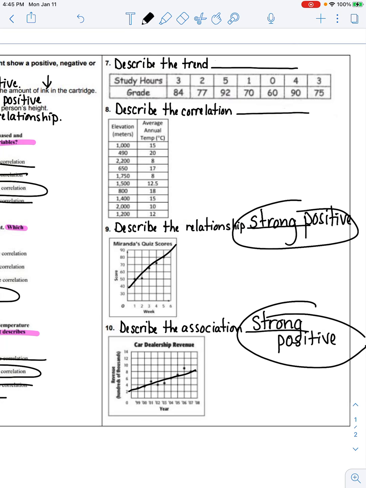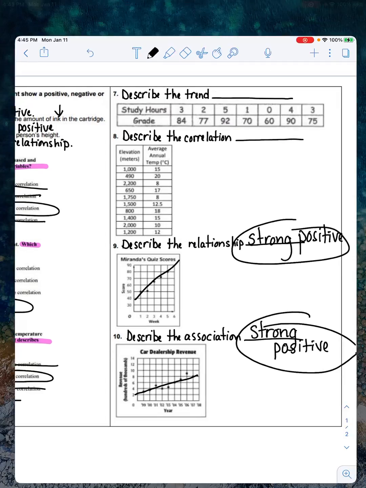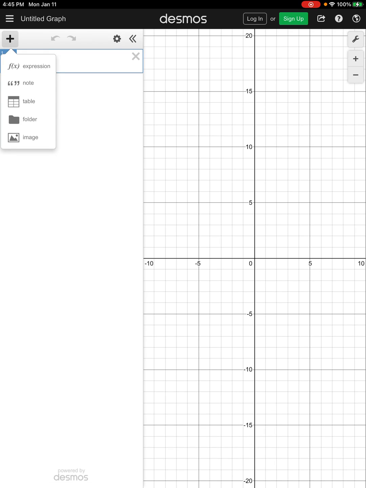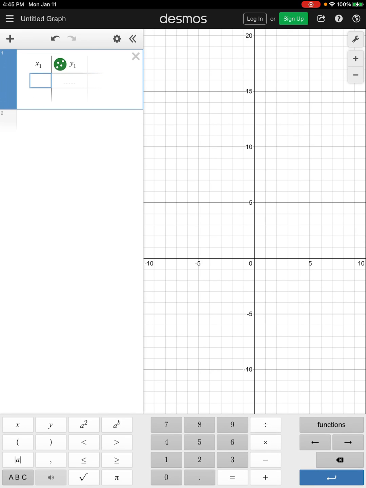Now let's use the graphing calculator, Desmos, to do 7 and 8. So let's focus on 7. So it looks like they're comparing the number of study hours and a person's grade. So we're trying to see if there's a trend or a relationship there. So I'm going to go to Desmos. I want to add a table, and I'm going to put those in.